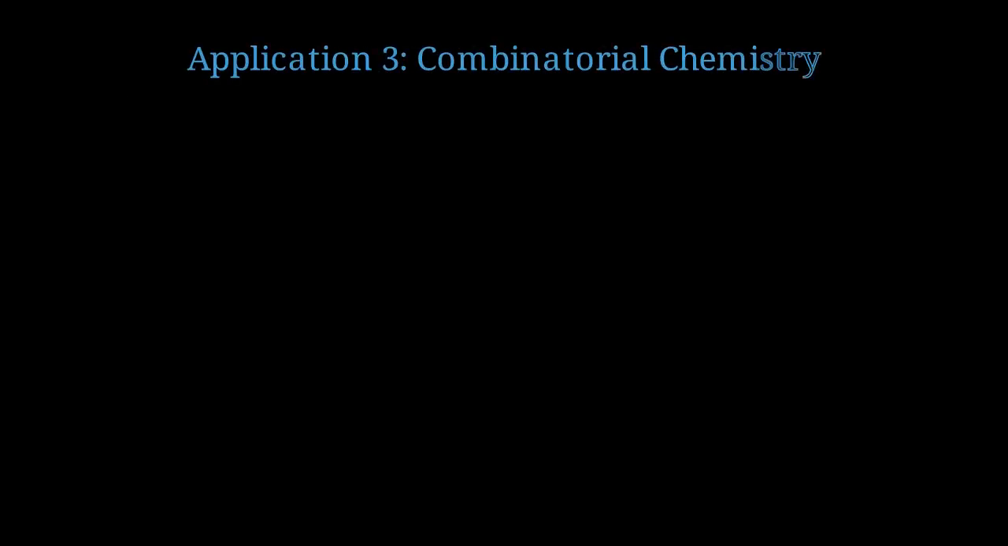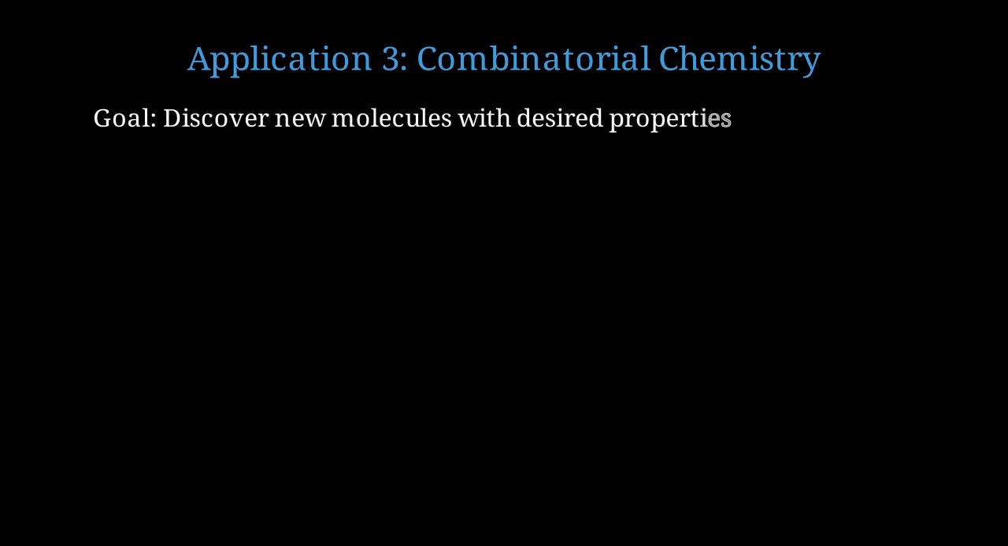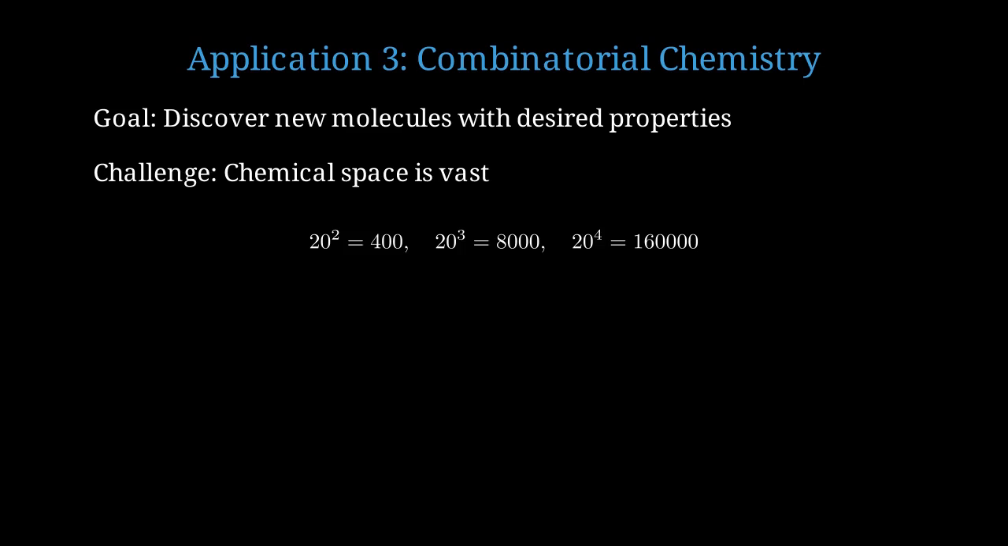Let's move to combinatorial chemistry. This is where you systematically explore chemical space by combining different building blocks. The goal is to discover new molecules with desired properties, whether that's a drug candidate, a new material, or a catalyst. The challenge is that chemical space is astronomically vast. Even with just 20 building blocks combined in pairs, you have 400 possible combinations. Add a third component, and you're at 8,000. 20 to the power of 2 equals 400. 20 to the power of 3 equals 8,000. 20 to the fourth is 160,000. The combinatorial explosion is real.